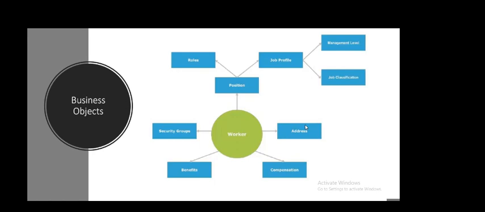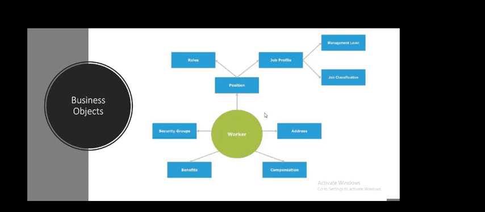Address is a related business object. Compensation is a related business object. But if we consider position as a primary business object, then roles and job profiles are the related business objects. Similarly, if we consider job profile as the primary business object, then management level and job classification are related business objects. So there are multiple business objects, and they can have a lot of related business objects.